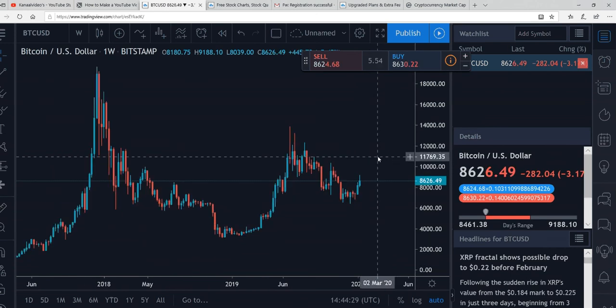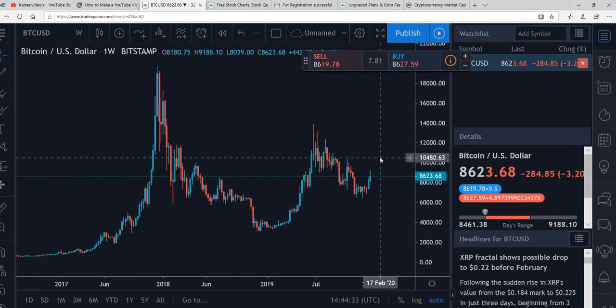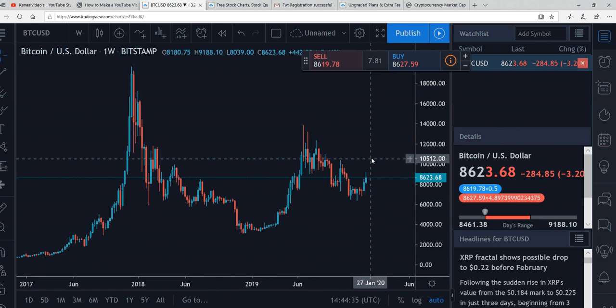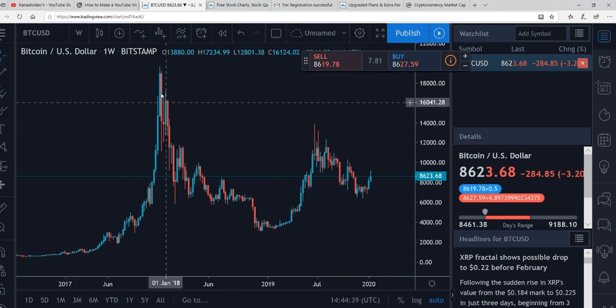So yeah, over here you can zoom out. Of course, when in doubt, always zoom out, guys. It's way clearer. Okay, we had the big bubble into 2017.